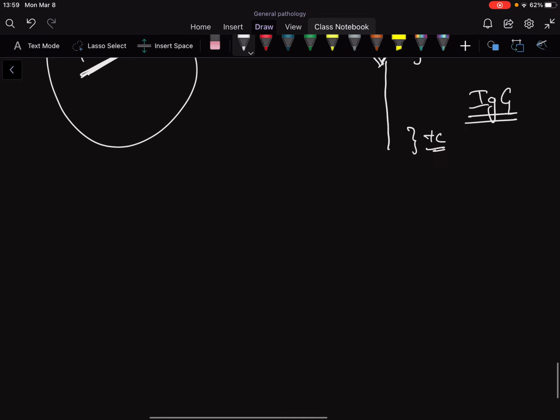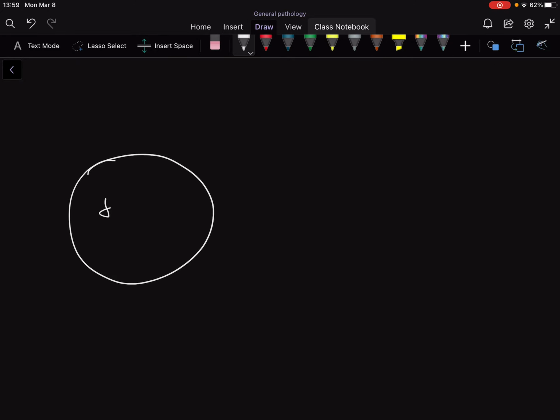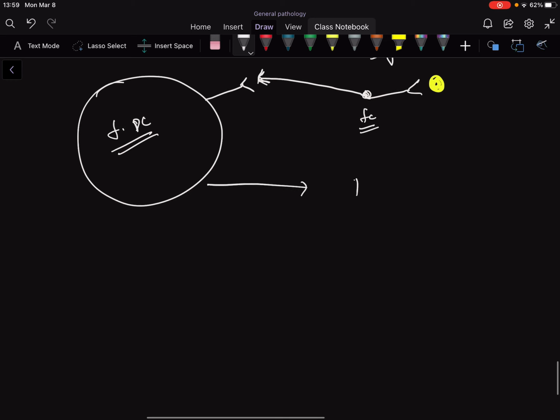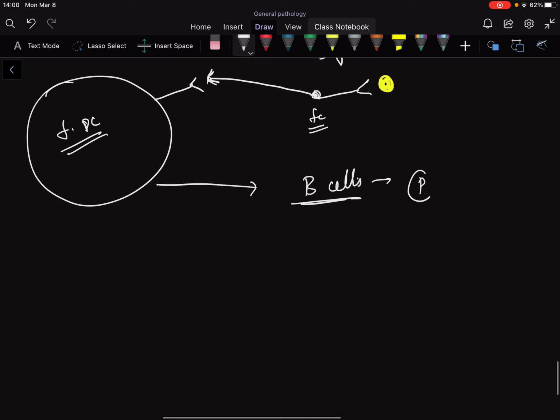So what will happen, we will see. These are the follicular dendritic cells, and suppose this is the IgG antibody, and this is the Fc portion, and here is bacteria binding with it. The follicular dendritic cells have a receptor for this antibody, so this will go and bind here. Once it binds, it will go and activate the B cells, and B cells will eventually convert into plasma cells, and plasma cells will produce a lot of antibodies.